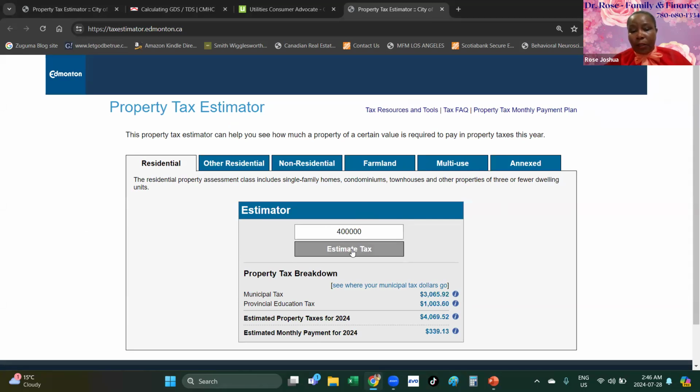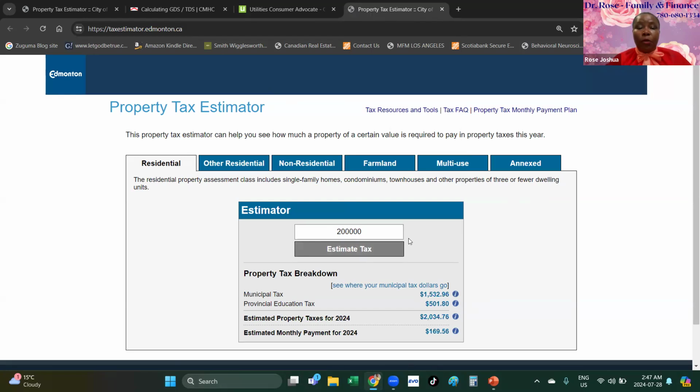Estimate tax, they'll tell you the municipal tax, the provincial education tax, your tax for 2024, and your monthly, in this case, is $339, which I approximate to $340. So let's say your house is not $400K, but is now $500K. So $500,000, it goes up to $424. Let's say your house is $200K. Then it drops to $169, about $170.